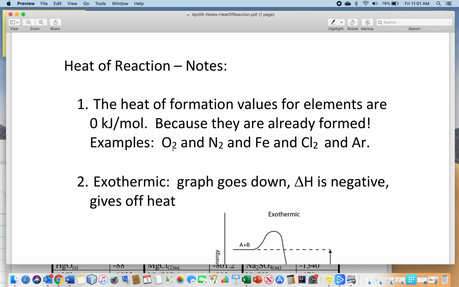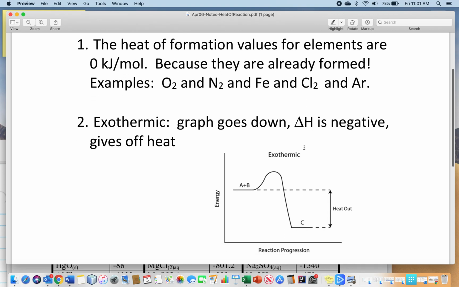Diatomic gases and elements like O2, N2, and Cl2 are in their standard state as gases. Iron is an element, but it's solid, and argon is a gas, but it's a noble gas, so it doesn't have a subscript. So you should know how to identify elements already.